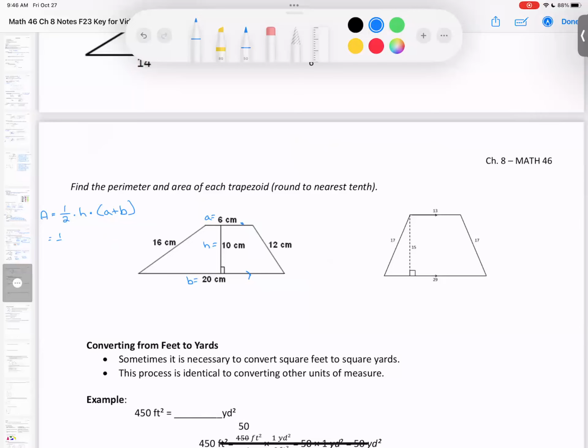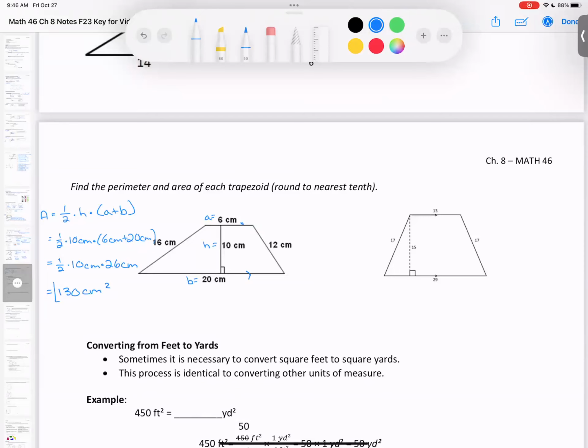So area is going to be 1/2 of height is 10 centimeters times A plus B, so 6 centimeters plus 20 centimeters. Okay, and so you all know from BEDMAS that we're going to start by doing what's in the brackets there. So we're going to start with that addition, which gives us 26 centimeters. Now we can do our multiplication. So we're going to have 1/2 or 0.5 times 10 times 26. And I get 130. What are our units here? So our units here would be centimeters squared.